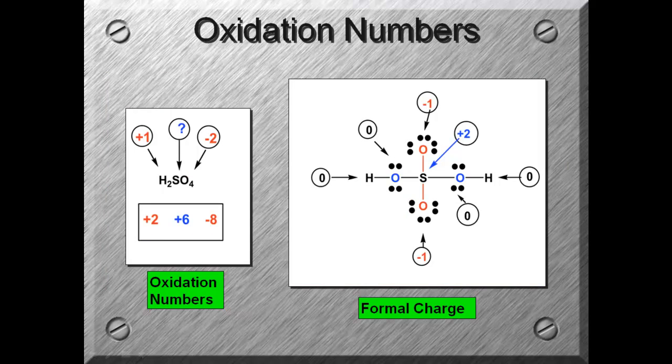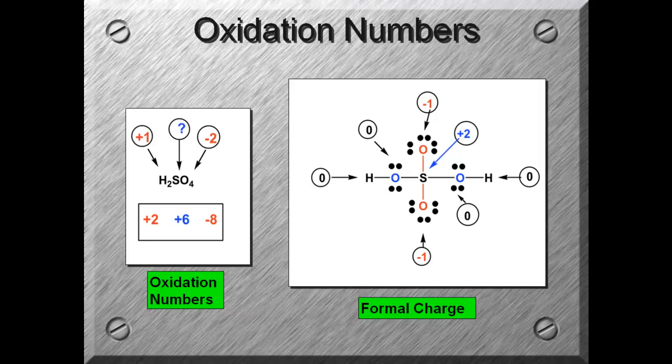So here's another example with sulfuric acid, the oxidation numbers are +2, +6, -8. That's for hydrogen, sulfur, and oxygen. But if you look over here, our formal charges are based on each individual element. Hydrogen 0, oxygen 0, but this oxygen here is a -1, as well as this oxygen. The sulfur in the center is a +2. The oxygen on the outside is a 0, and our other hydrogen is a 0.